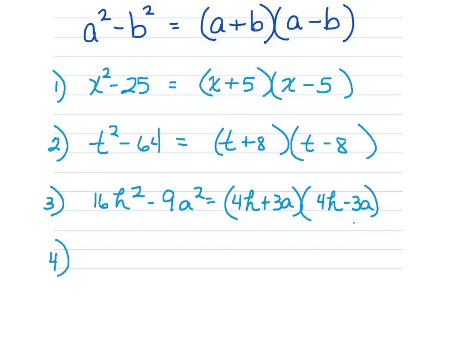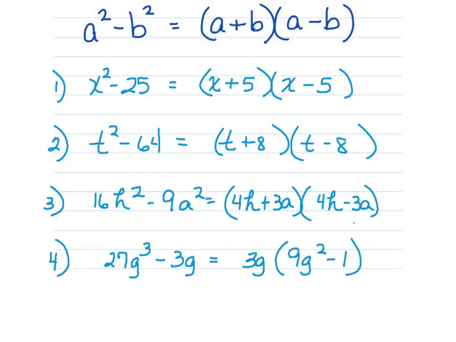Number 4, 27g cubed minus 3g. Notice here that we have a GCF. If we have a GCF, we will always factor that out first. So the GCF here is 3g. Let's factor that out. We're left with 9g squared minus 1. Notice that 9g squared minus 1, you would be able to recognize that as a difference of squares, so we can factor that. It's following the pattern. It's 3g plus 1 times 3g minus 1.